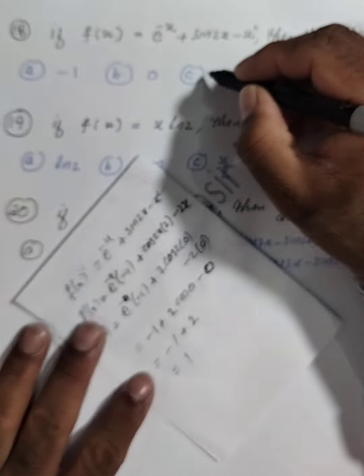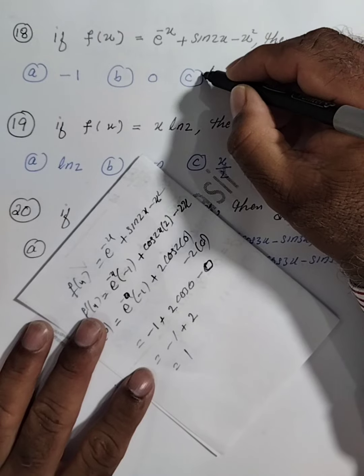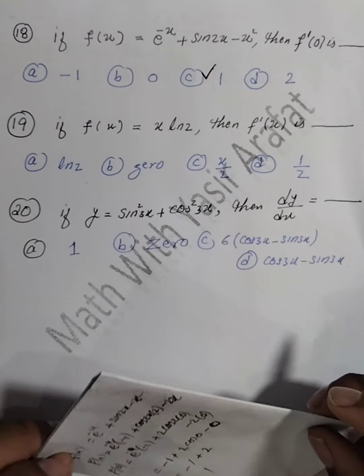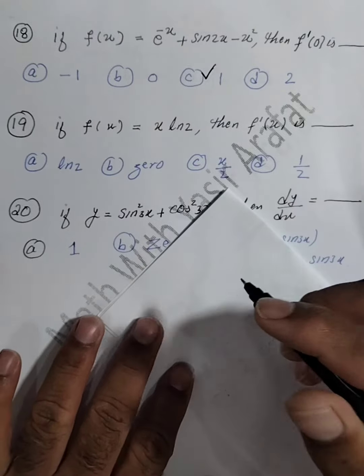Now we have to put the value x equal to 0. So this is e power 0, which is 1, multiplied by minus 1, is minus 1. Then 2 cos 0, and minus 2 times 0 is 0. Cos 0 is 1, so 2 times 1 is 2, so minus 1 plus 2 gives 1. Our correct option is 1. So the correct option of the 18th MCQ is part C.